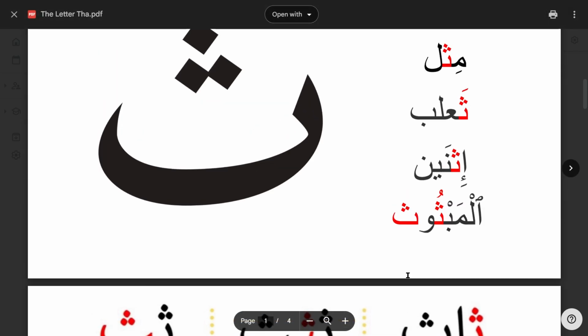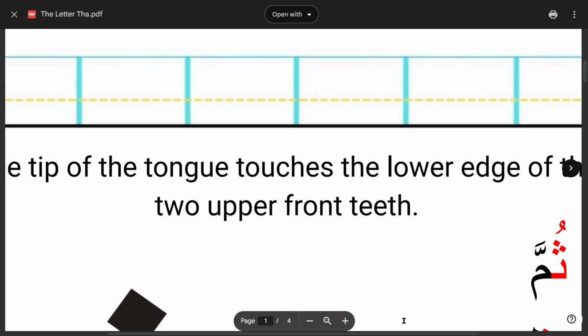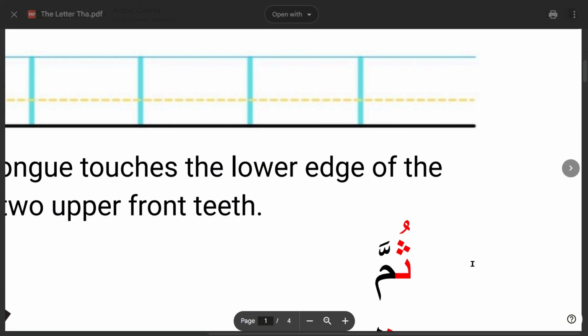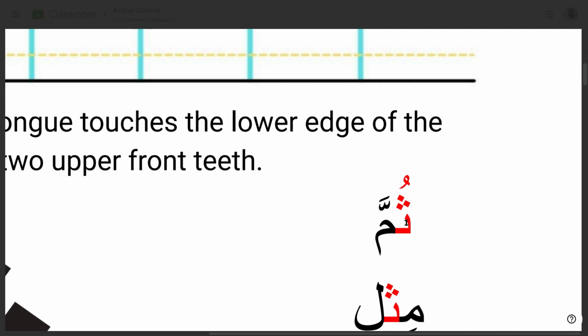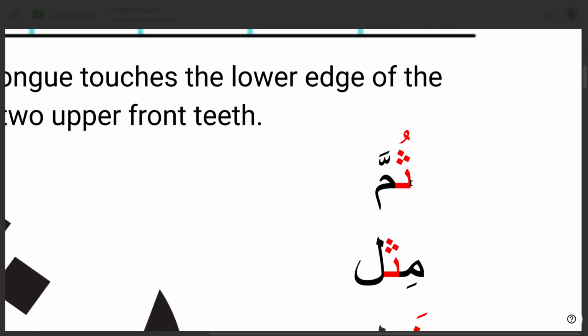So, different words that you guys may recognize from Arabic. We have the word thumma, tha with a dhamma, thu, thumma. We find it all over the Quran. It means then. Thumma, then this happened. Thumma, then that happened.